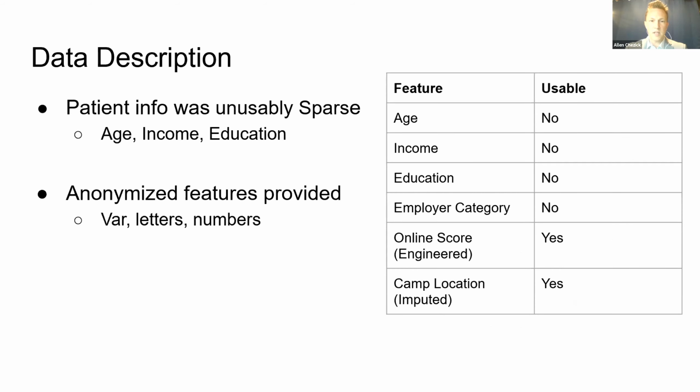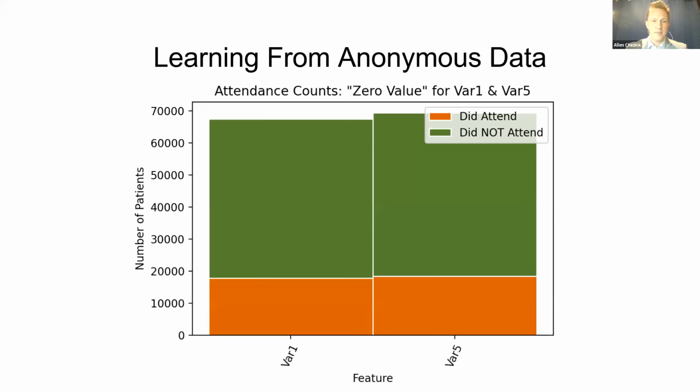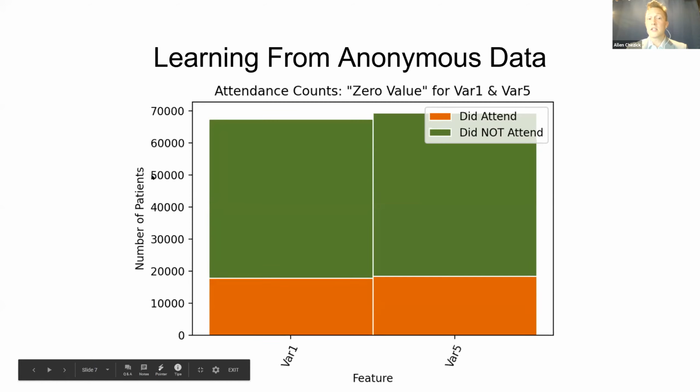Now, unfortunately, many of the descriptive features for the individuals were missing, which makes predicting hard. Learning from anonymous data is also a challenge, especially when the features are named var, a letter, or a number. The vague nature of the data extended onto the units. For example, it'd be really nice to know what 0 means, especially since most of the patients had a 0 value for var1 and var5.